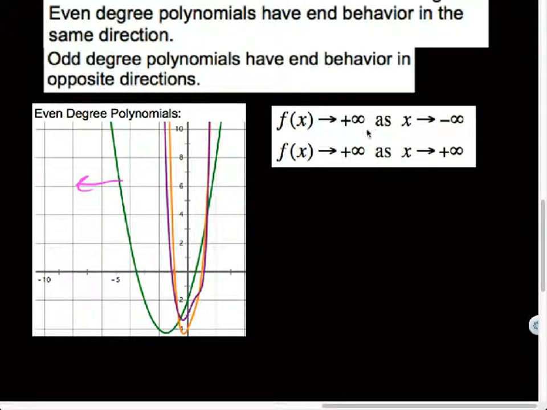All right. Or like we said here, it could be the same direction. If these were upside down even degree polynomials, just like how we've had upside down parabolas, it's possible that both of these could be negative, like an 8th degree polynomial or whatever.